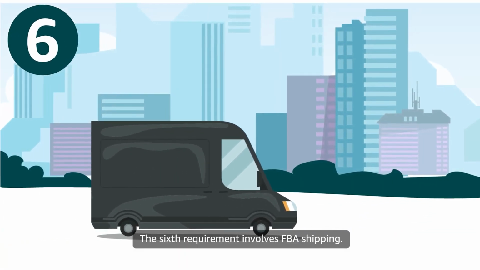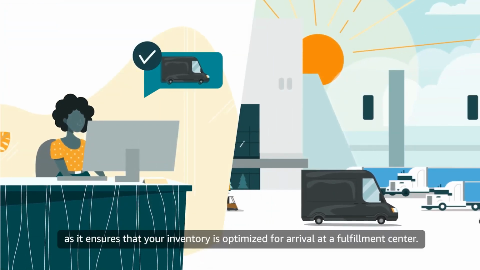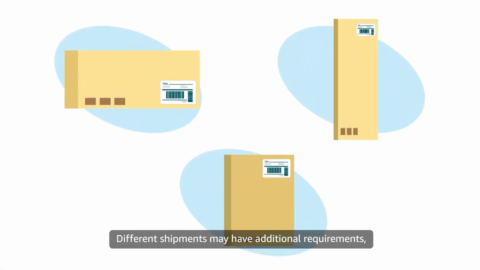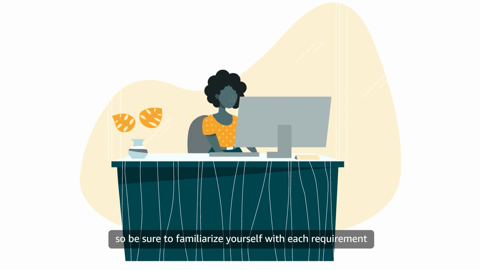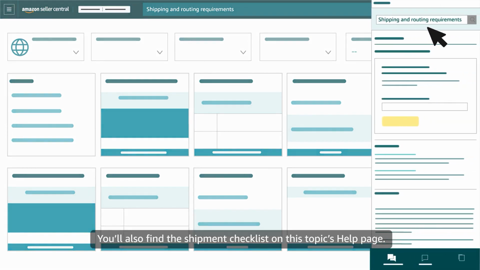The sixth requirement involves FBA shipping. This is essential as it ensures that your inventory is optimized for arrival at a fulfillment center. Different shipments may have additional requirements, so be sure to familiarize yourself with each requirement by searching for shipping and routing requirements in Seller Central. You'll also find the shipment checklist on this topic's help page.